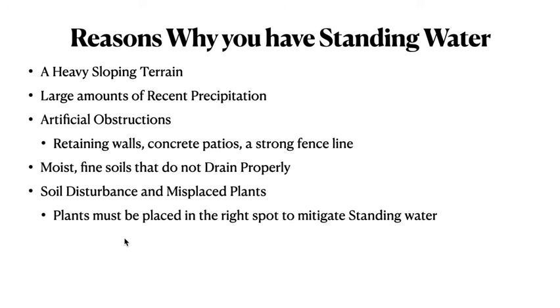What are the causes for standing water? A heavily sloping terrain, so something that is probably 5% slope or more, and large amounts of recent precipitation. So that can be either rain, hail, or snow, so hail and snow melting. Artificial obstructions, including retaining walls, concrete patios, or a strong fence line. Moist, fine soils that do not drain properly, and soil disturbance and misplaced plants.